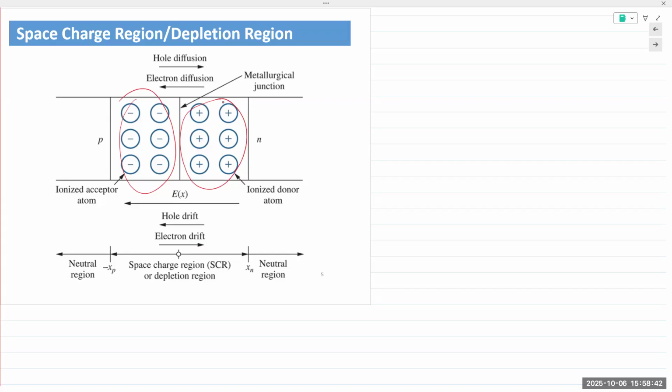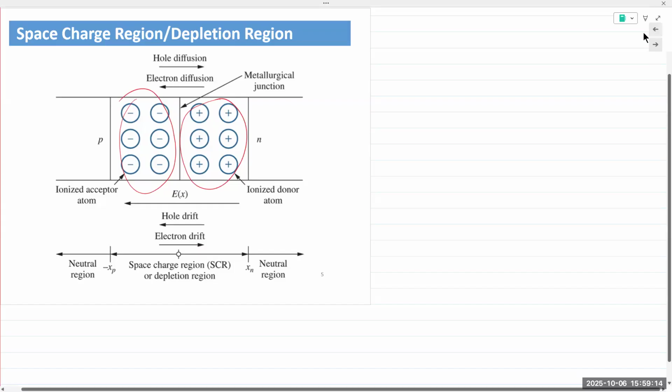So they begin diffusing. That diffusion itself gives rise to a space charge region. Because this space charge region appears as negative and positively charged, it causes a charge gradient, which gives rise to an electric field. This electric field opposes any further movement or diffusion of these charge carriers. Hence, the process stops and it reaches an equilibrium. So we'll talk more about this.